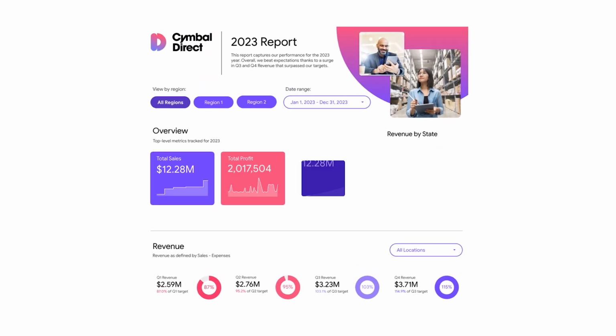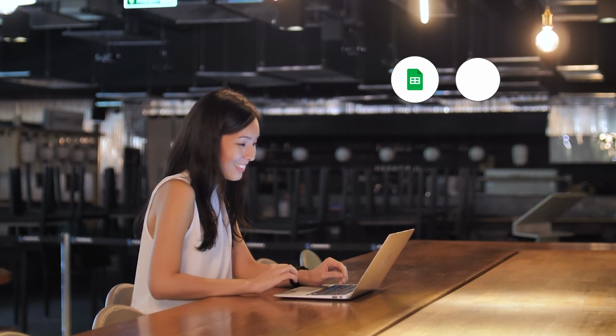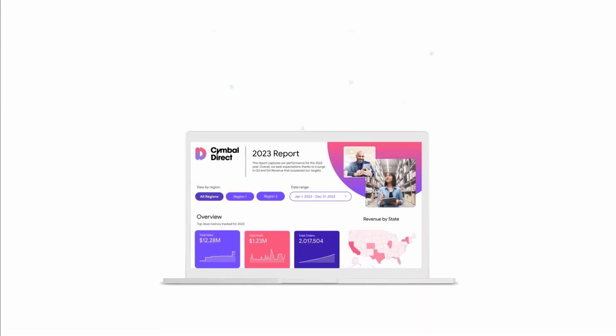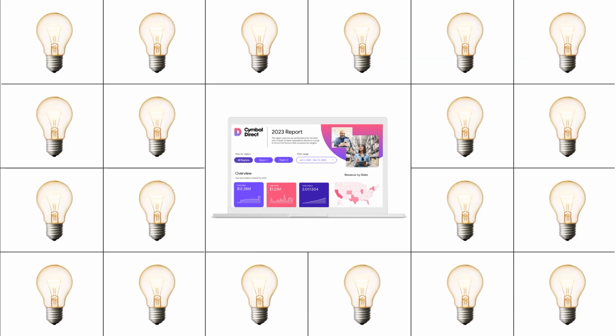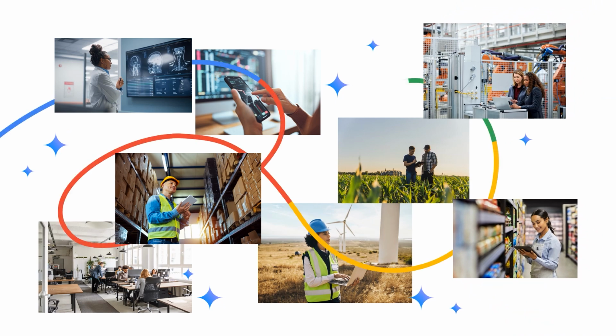Metrics defined in a Looker model can also be consumed in other places, like Connected Sheets, Looker Studio, and other BI tools. A universal semantic layer not only helps you democratize data and empower your teams to make better decisions, but it serves as the foundation for your GenAI initiatives, both now and in the future.